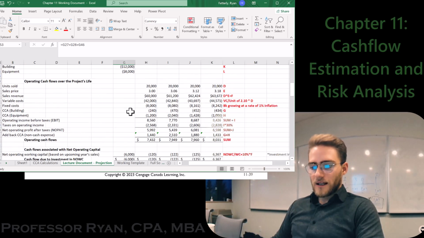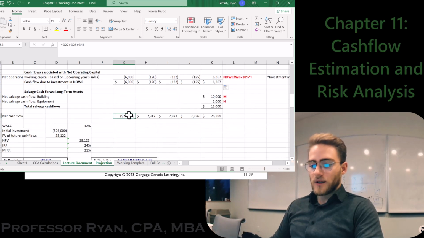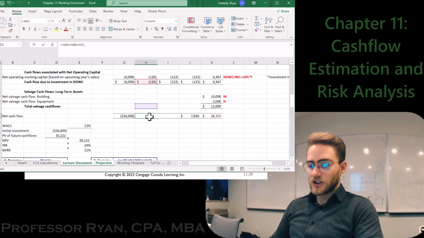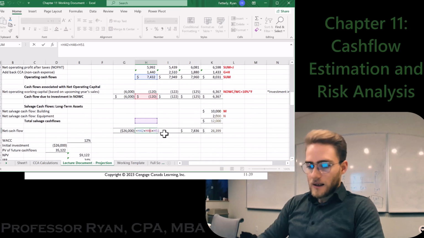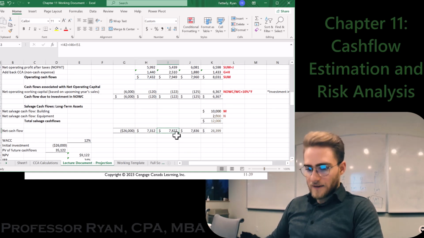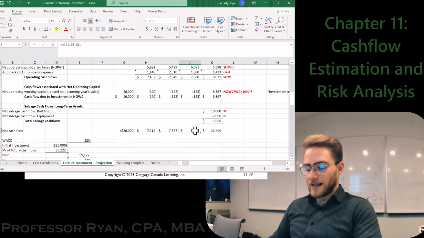So in year one, as we see up here, or sorry, today, in 2022, we're going to invest $26 million. In year one, we're going to have 7.312 million in cash inflows, right? And this is just adding these amounts together. In year 2, we're going to have 7.827 million in cash flows. Year 3, we're going to have 7.836 million in cash flows.